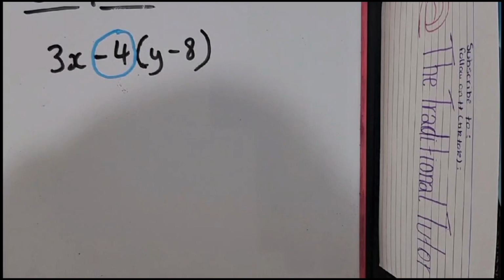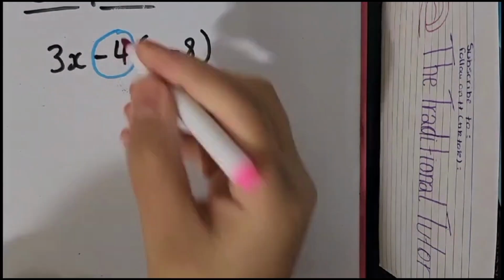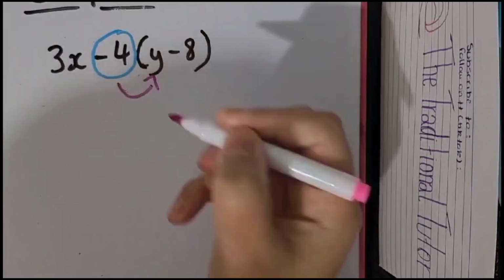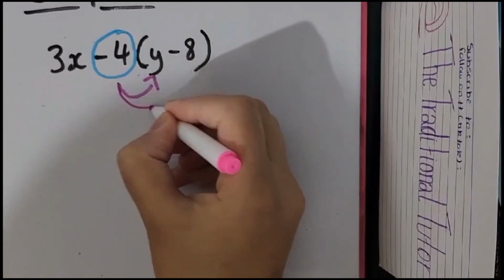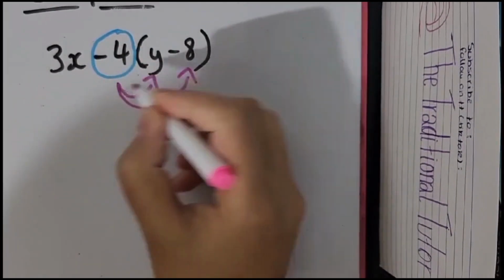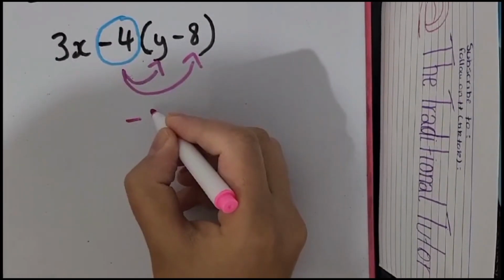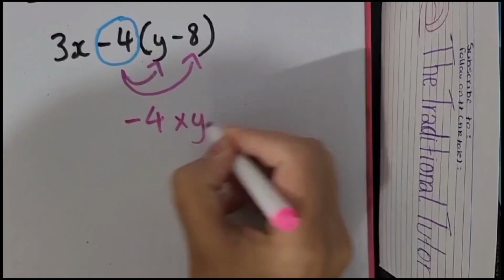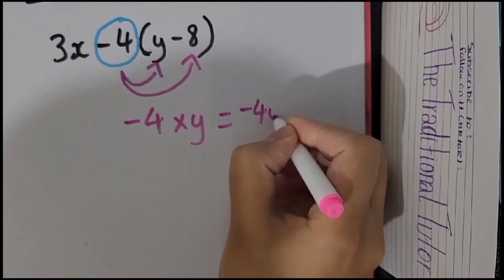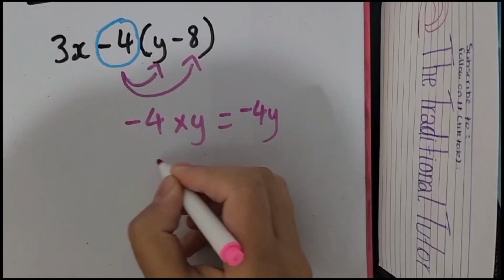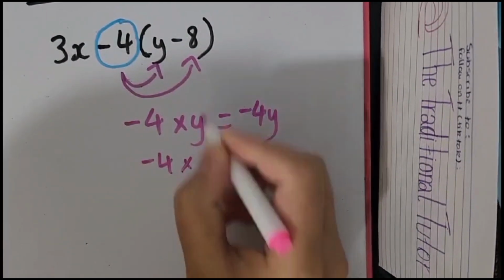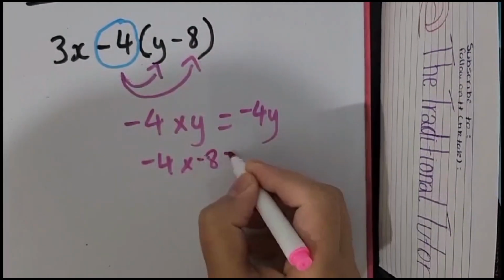And for that, what I need to be doing is getting another color pen to remind me that I need to draw my arrows and multiply that by everything on the inside. So let's start off by doing negative 4 times by y. That gives me negative 4y, remember? And negative 4 now times by negative 8, okay?